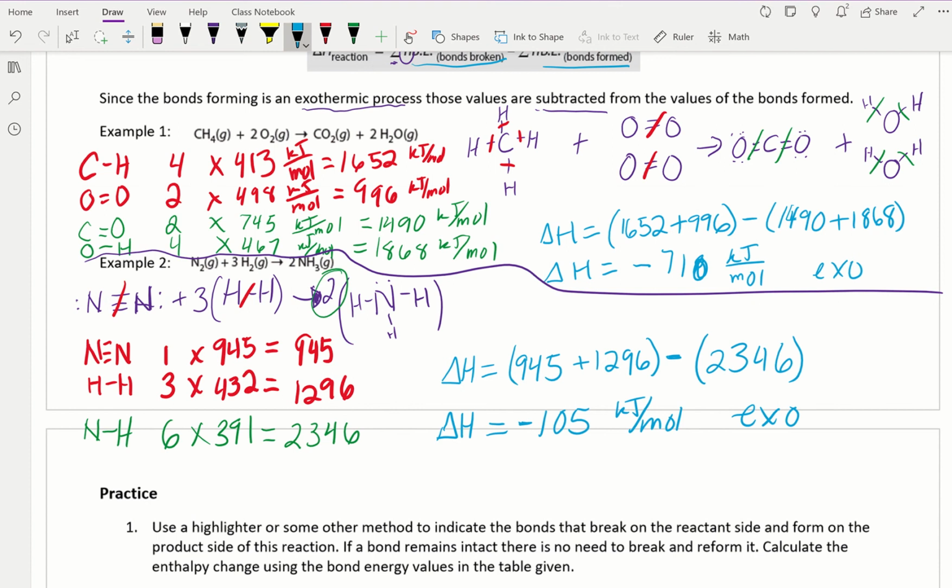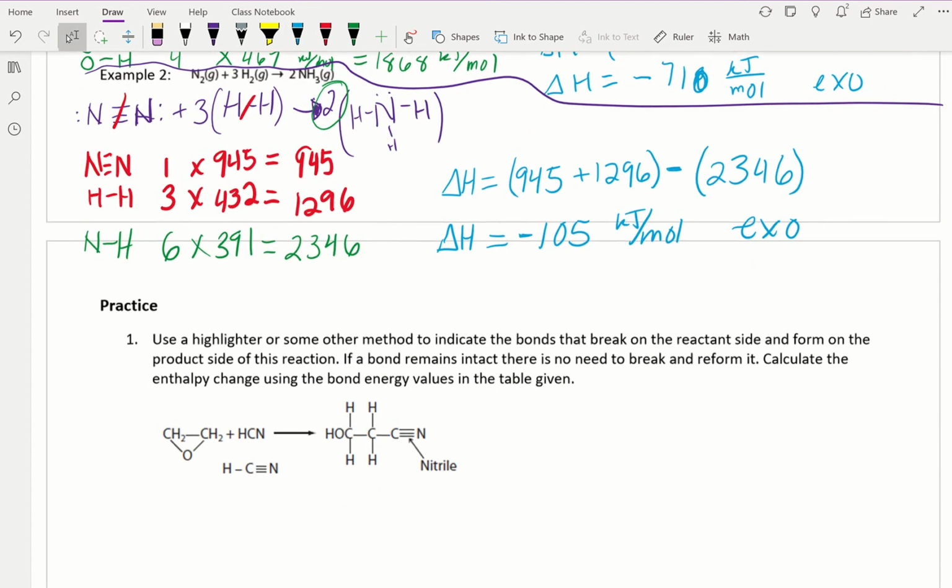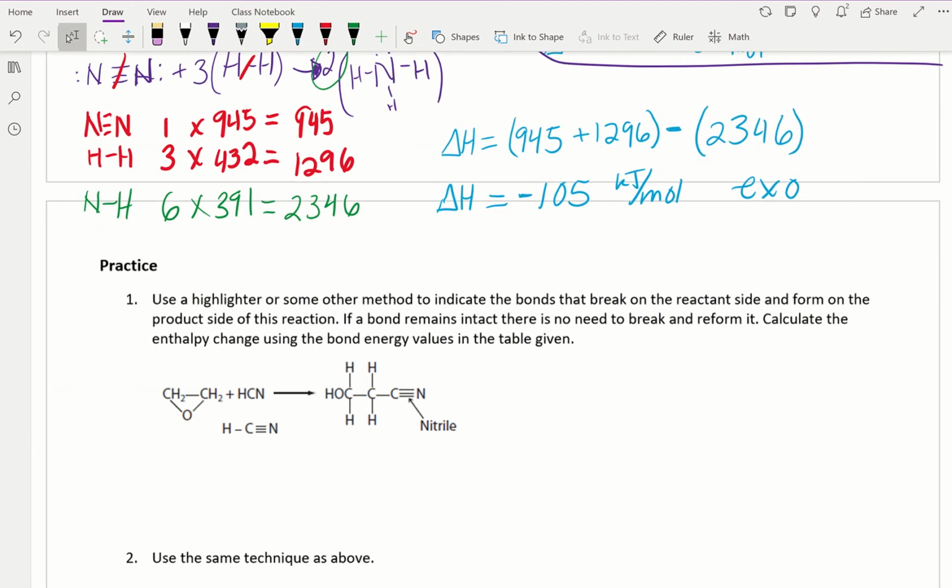So going down to your practice, it says use a highlighter or some other method to indicate the bonds that are broken on the reactant side and formed on the product side. So you might cross them out or highlight them. If it says something like CH2, those are going to be bonded on here. So you can always kind of move that around. We got 2 hydrogens bonded there, so keep track of those. If they're next to each other, like HCN, this one's redrawn for you underneath.